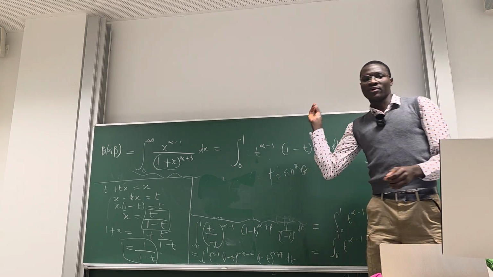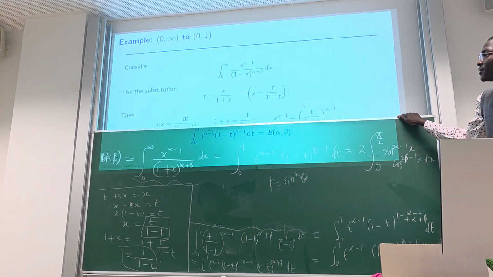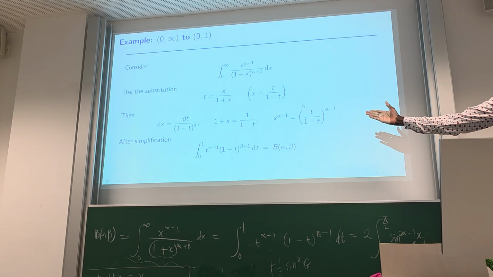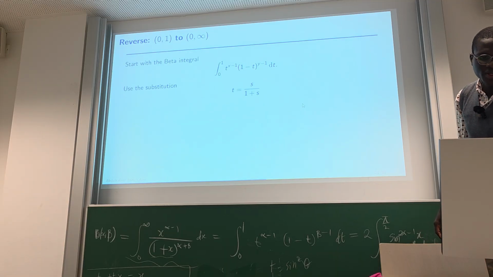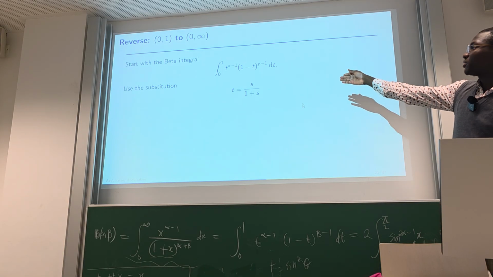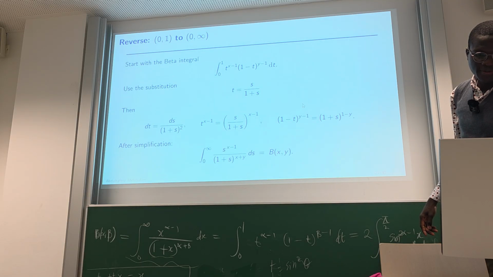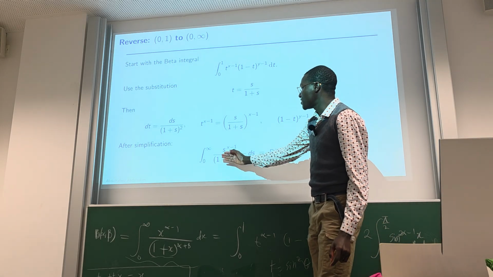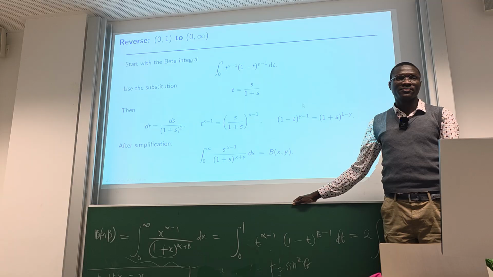You could go from here to here with the substitution t equals sine squared theta, or we could just quickly follow the slides. This is all what we just did on the board, summarized. Now we could go from 0 to 1 to 0 to infinity with the same substitution, and we would end up with this. So if you see any integral of this form, you just write it in the beta form.